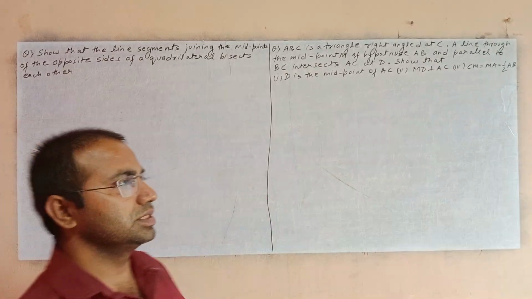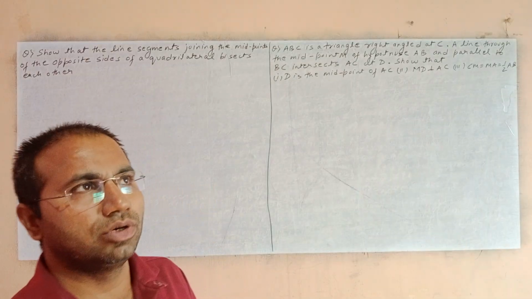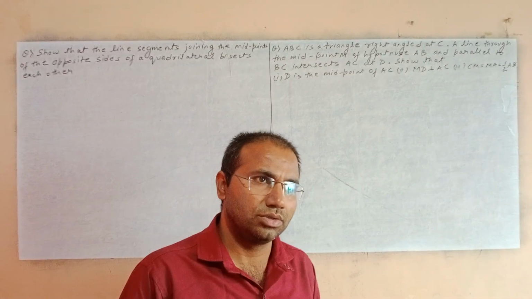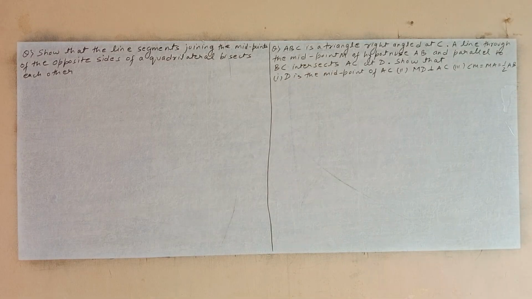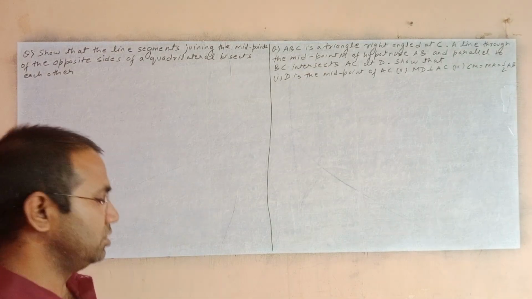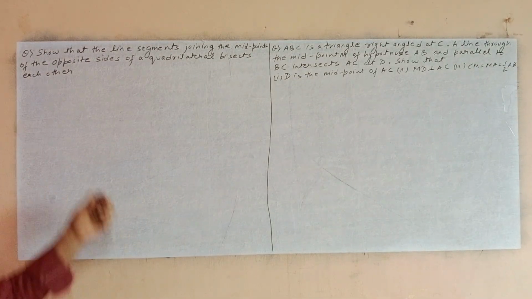See here, two questions are written. These questions are from the quadrilateral chapter of your NCERT book. So today we will discuss how you will write the solution of these questions, how you will make the figure and write the solution. So let us see.